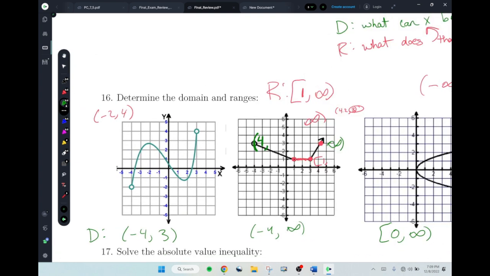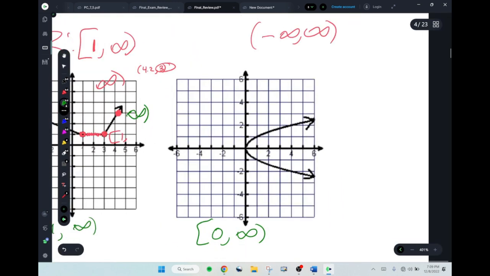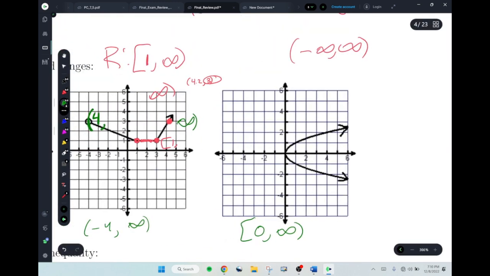Not in the domain, though. Not just in the range. And then this one is infinity, infinity for the range, because this is going to go down forever, and this is going to go up forever. So, negative infinity, positive infinity. And then for the domain, it starts right there. Starts at 0, includes it because 0, 0 is on the graph, and goes on forever that way.